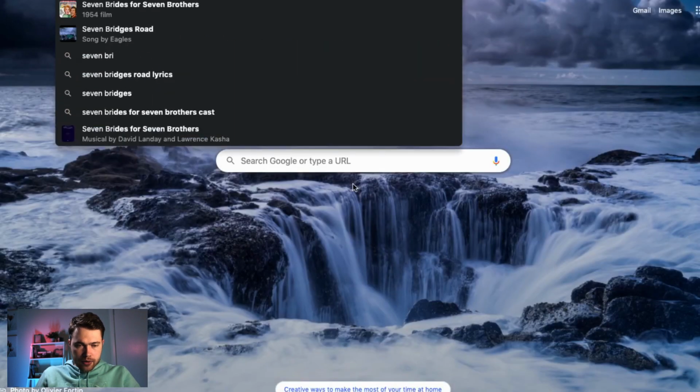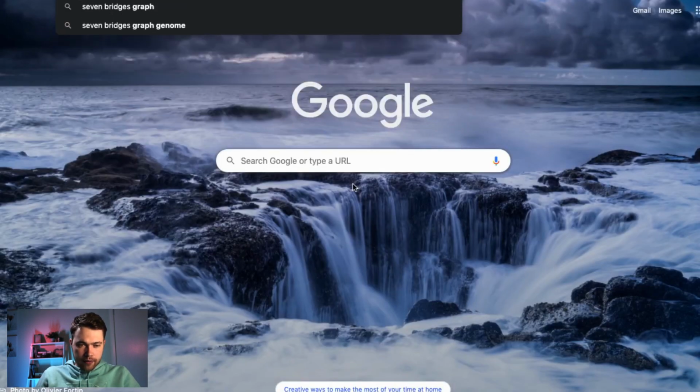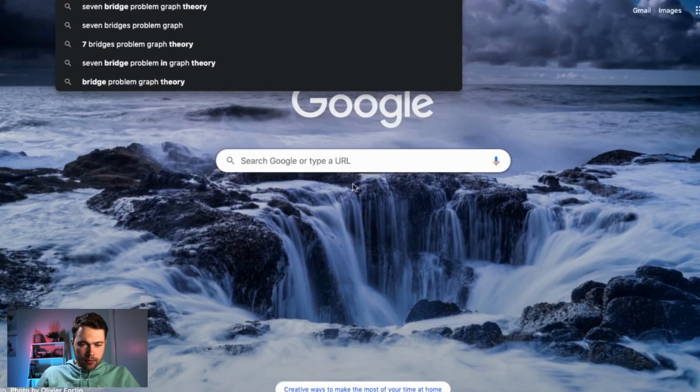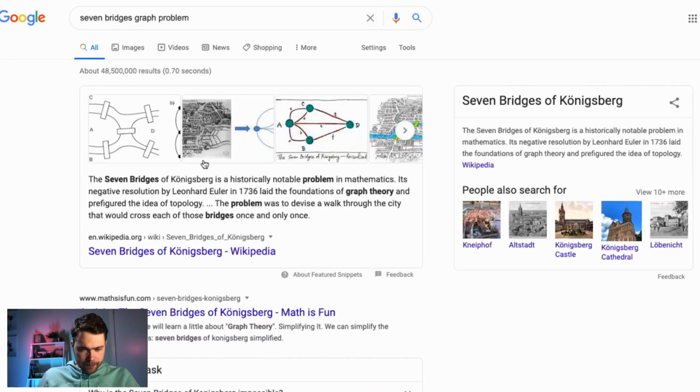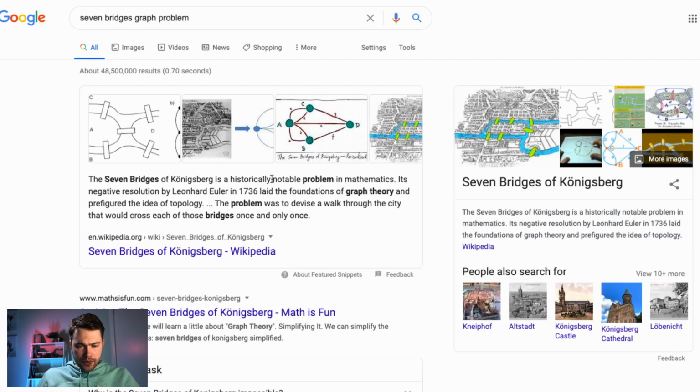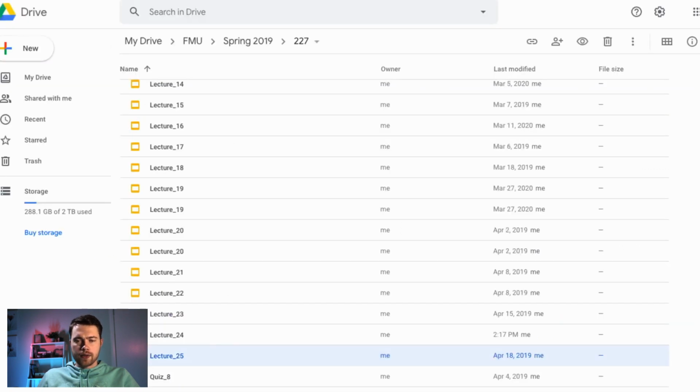Hold on, seven bridges graph problem. Seven bridges, yeah, a historically notable problem in mathematics. It's a negative resolution for graph theory. The question is whether you can walk through the city crossing each of those bridges exactly once and only once.